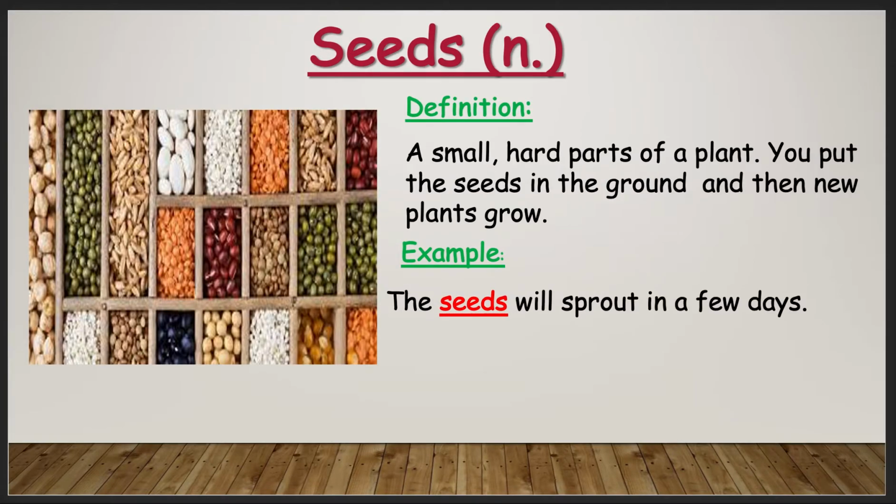The next word is seeds, and seeds, as you see in this picture, are the small and hard parts of a plant, and we put the seeds in the ground and then new plants grow. Okay, so we cannot get any new plants without seeds. Our example says the seeds will sprout in a few days.